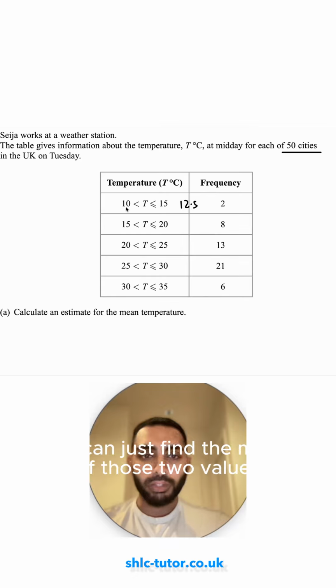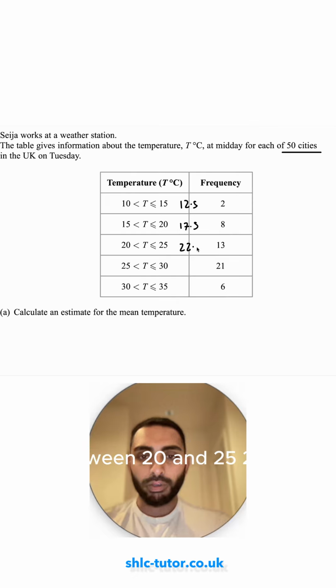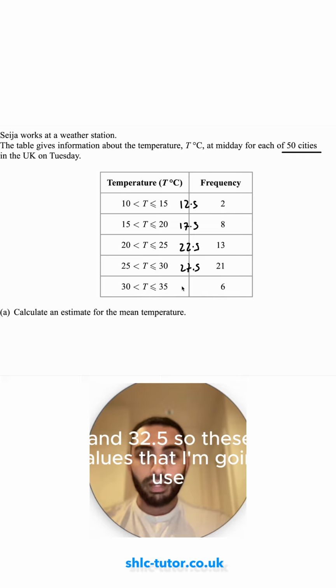And if you're not too sure, you can just find the mean of those two values. You add them up together, 10 and 15 is 25, and then you would divide it by 2. But these ones are quite obvious. Between 15 and 20 would be 17.5. Between 20 and 25, 22.5, 27.5, and 32.5. So these are the values that I'm going to use.